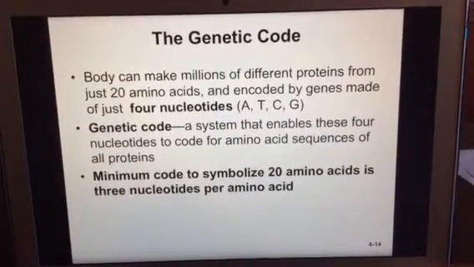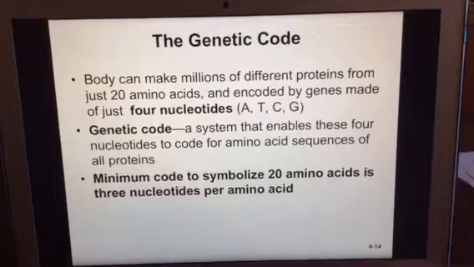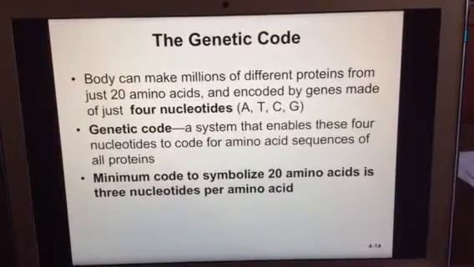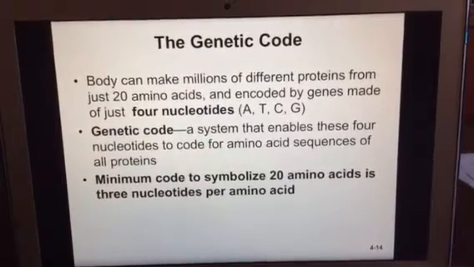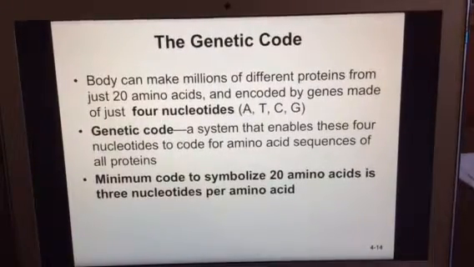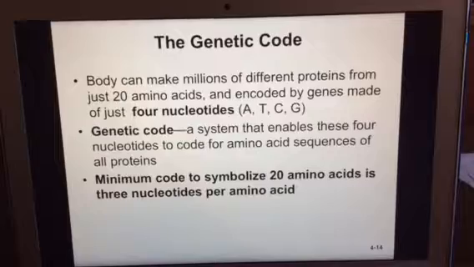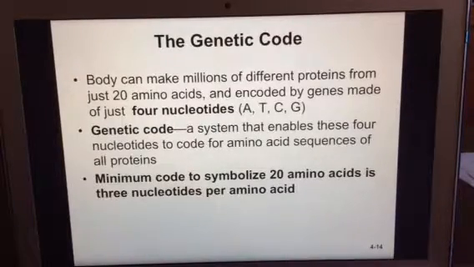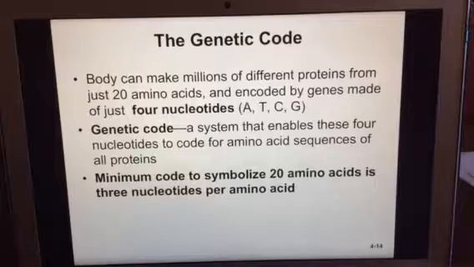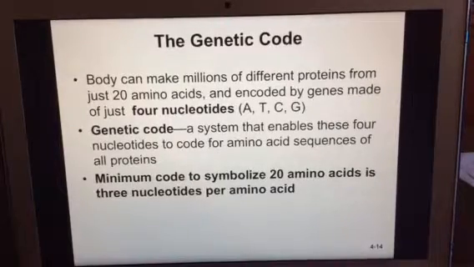Okay, on to protein synthesis. The body can make millions of different proteins from just 20 amino acids. So let's get to how we get to those amino acids. In the DNA, there are only 4 nucleotides: adenine, thymine, cytosine, and guanine. And so those combinations of those 4 nucleotides is how we're going to get to different amino acids, those being the building blocks of the protein.